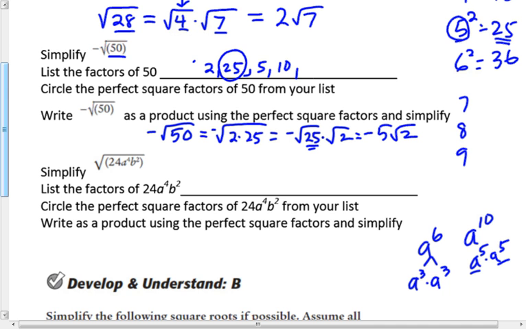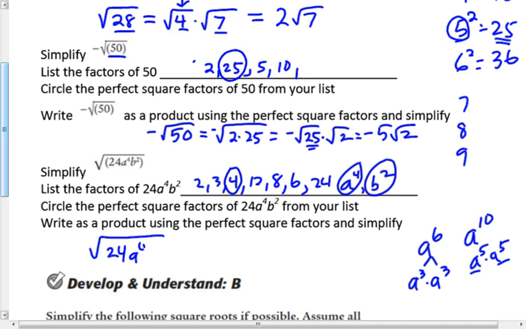So the factors of 24 are 2, 3, 4, 12, 8. Let's see, 4 times 6, and 24 itself is a factor, and also a to the 4th and b to the 2nd are factors. Other a, like a to the 1st would be a factor, a to the 2nd, and so on. But we need the perfect squares from that. Now this is a perfect square here, 4, and both of these are perfect squares. A to the 4th equals a to the 2nd times a to the 2nd, b to the 2nd equals b times b. So we're going to rewrite this now, 24, a to the 4th, b to the 2nd, using our perfect squares.